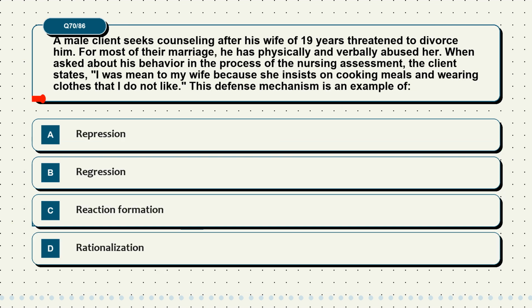Question 70. A male client seeks counseling after his wife of 19 years threatened to divorce him. For most of their marriage, he has physically and verbally abused her. When asked about his behavior in the process of the nursing assessment, the client states, "I was mean to my wife because she insists on cooking meals and wearing clothes that I do not like." This defense mechanism is an example of, here are the options. Option A, repression. Option B, regression. Option C, reaction formation. Option D, rationalization.